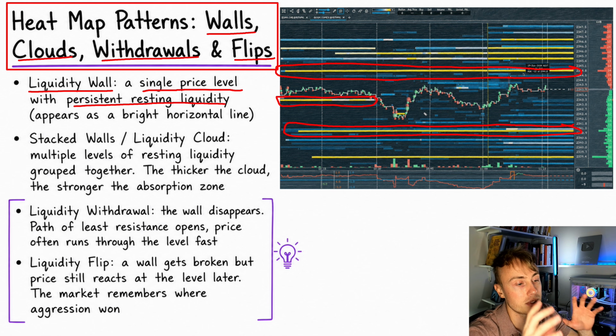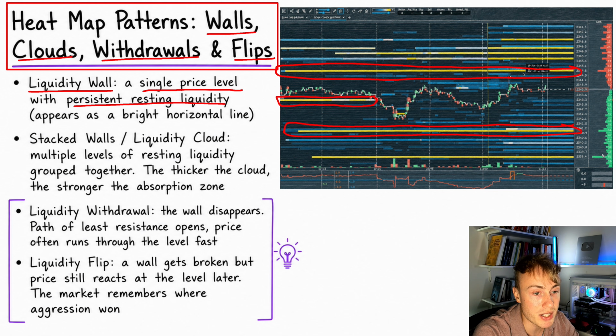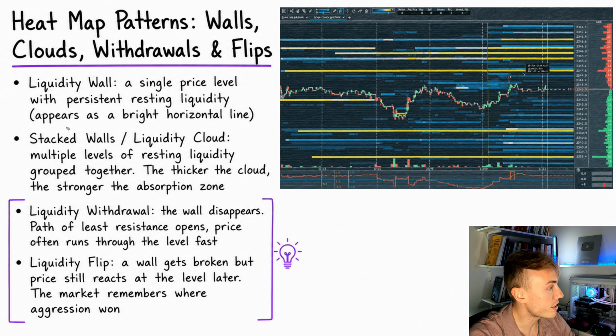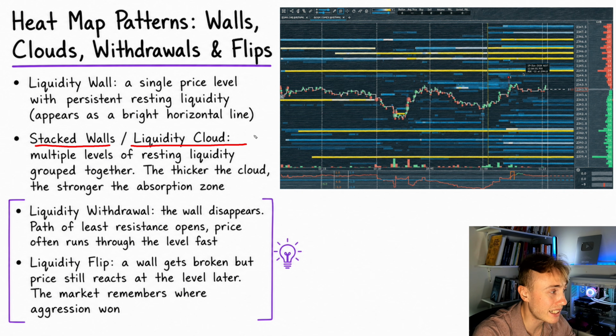Very simple concept. This is where we have been having lots of limit orders in the past. And if you want to measure these limit orders, you can even look here to the right and see the total resting liquidity. Next up, we have the stacked walls, or in other words, the liquidity clouds.